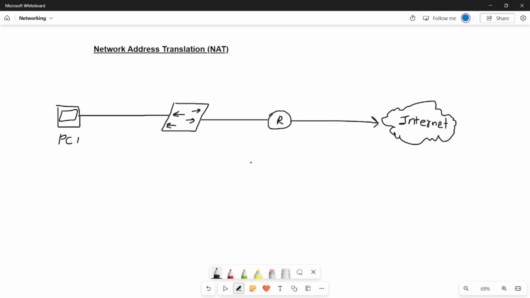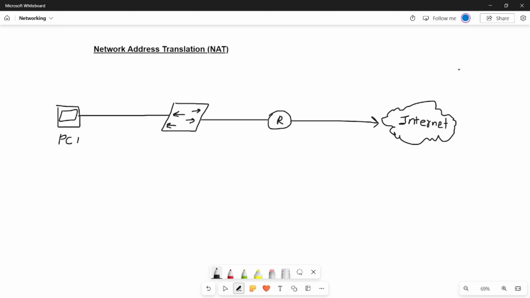Okay, let's consider network address translation. Network address translation means, when we are in a private IP network and we want to access the internet, we have a public IP address. Connecting this private IP to a public IP network, or connecting different networks, this process is called network address translation. Network address translation occurs inside the router.